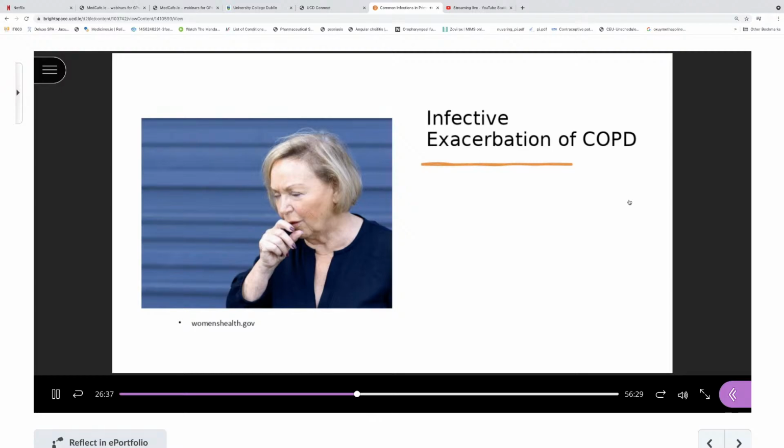If we think it's viral, we may just optimize their inhalers and often give a short course of oral steroids. And if it's bacterial, we're going to recommend a course of antibiotics as well. And in a more vulnerable patient or who is more unwell, particularly with low saturations, they may require hospitalization. But the majority of these infective exacerbations are managed in the community, by the GP.